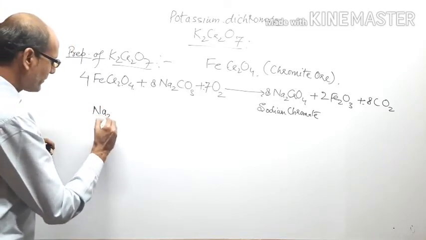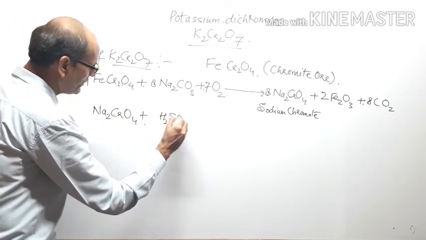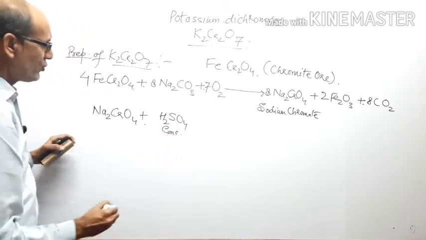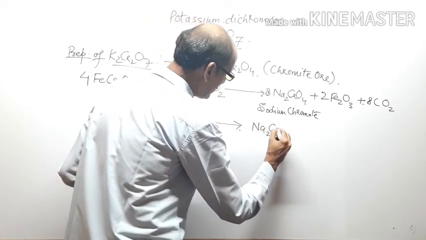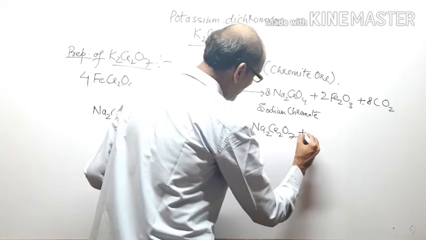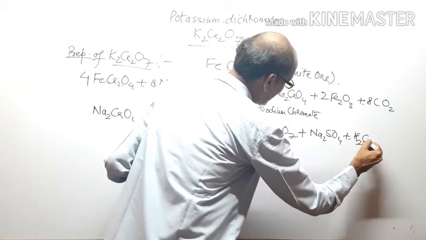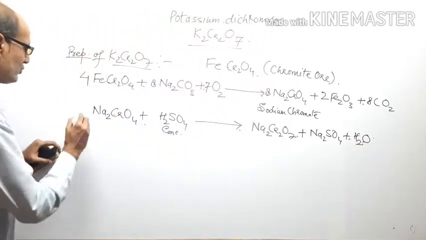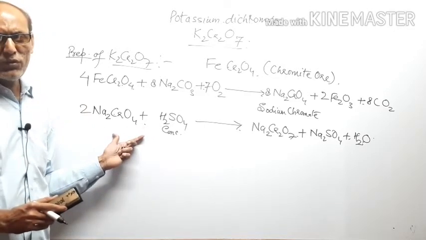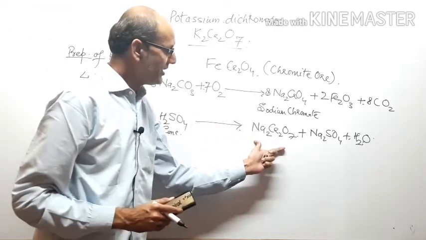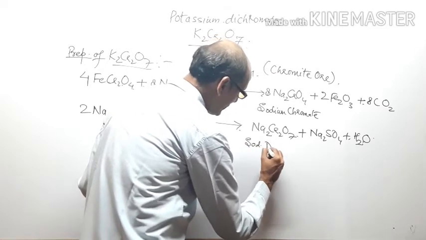So Na2CrO4 plus H2SO4 concentrated, so it will form Na2Cr2O7 plus Na2SO4 plus H2O. Here we have to use 2 mole of this. That means conversion of sodium chromate to sodium dichromate. This is sodium dichromate.